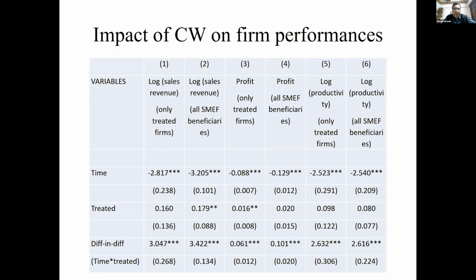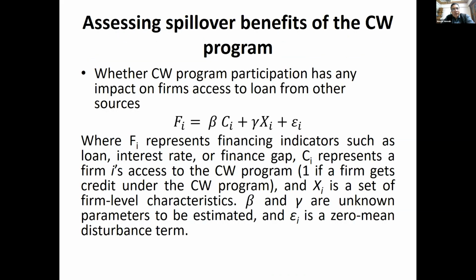It shows that this program is very successful. You see that last row. It is very successful in terms of increasing sales revenue, profit, and other things. As we mentioned, we also check whether this gives farms some spillover benefits, because they already got some reputation by being involved in the CW program. So they get some loans from other sources, because this is not enough for their financing.